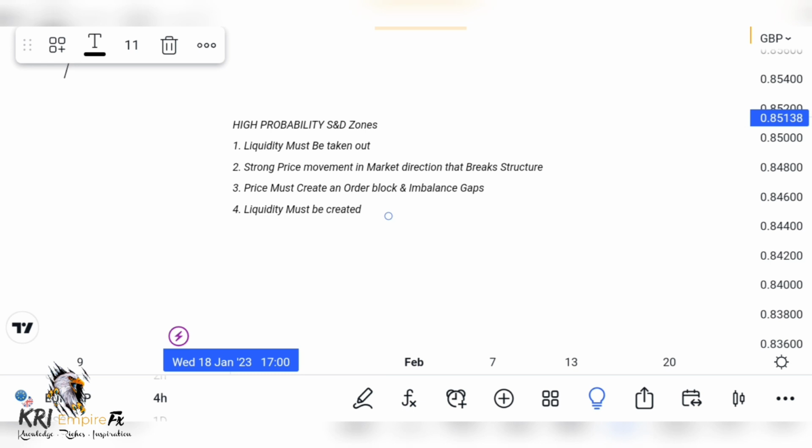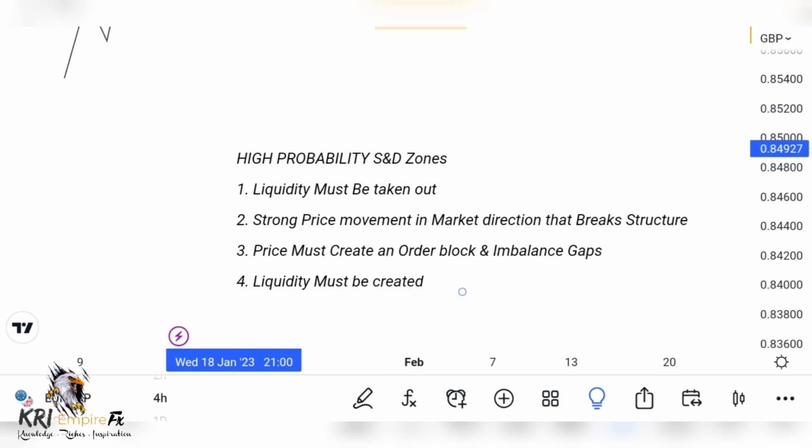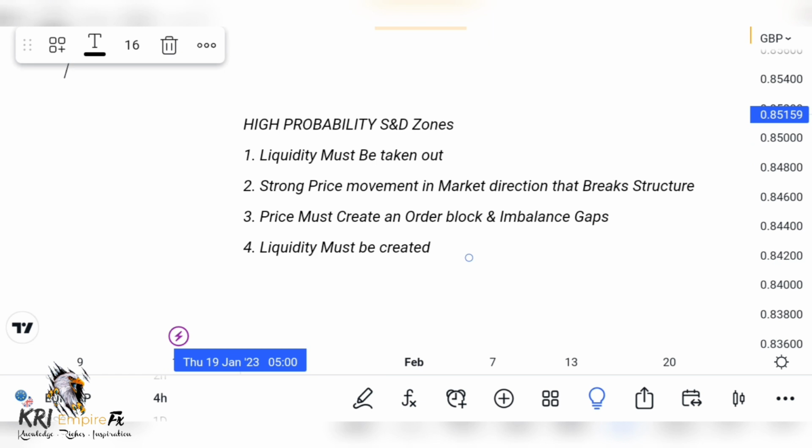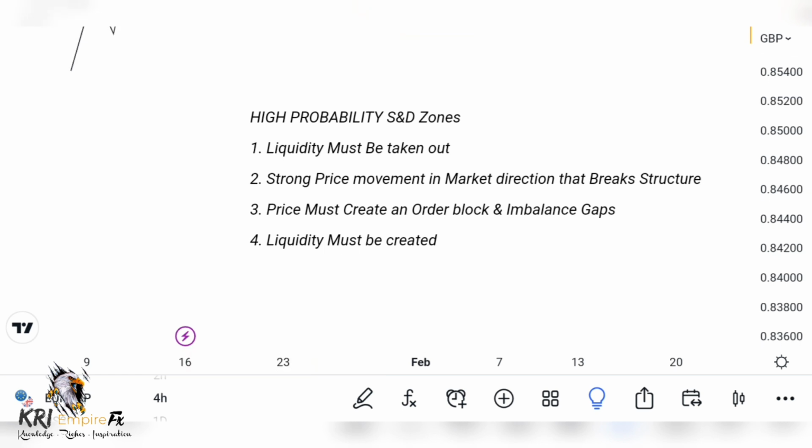Now there are conditions to finding these high probability supply and demand zones, and these are the four conditions or factors that have to be met for you to identify a high probability supply or demand zone.